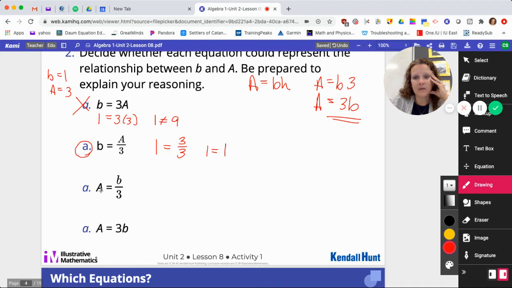How about A equals B over 3? Well, that's different than what we have right here, so that one doesn't work. But let's test just to make sure. 3 equals B is 1 over 3. Those are not equal. And then here I have area equals 3 times B. Area is 3, and B is 1. Those do equal each other. Good job.